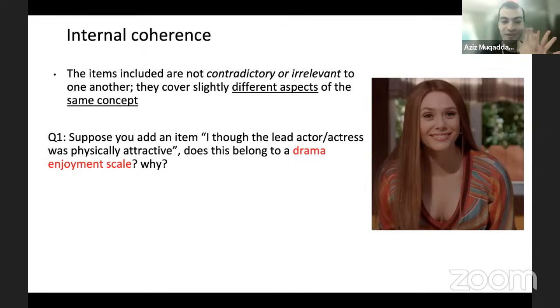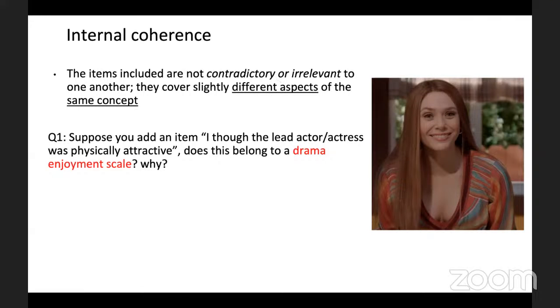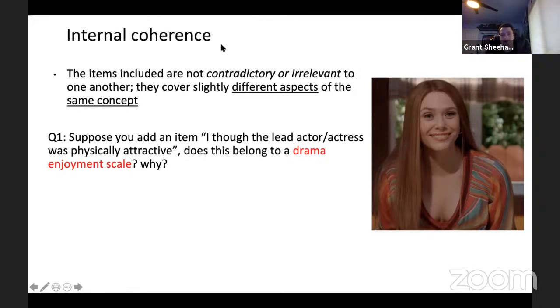So I have a scale that I want to measure if people enjoyed the show, enjoyed the drama, so drama enjoyment. And there's a question about physical attractiveness of the lead actor or actress. Should that be included or not? Okay, Grant, why not? Because it doesn't have anything to do with the show itself. It's just something you feel like that you personally just enjoy. It doesn't have to do anything with acting ability or anything.